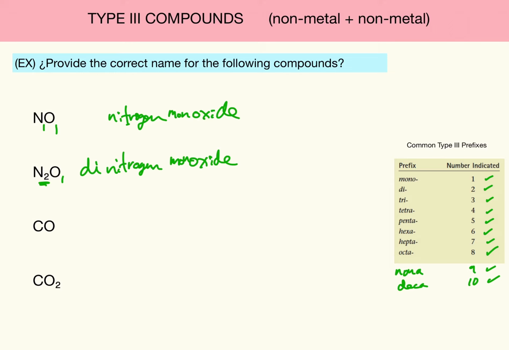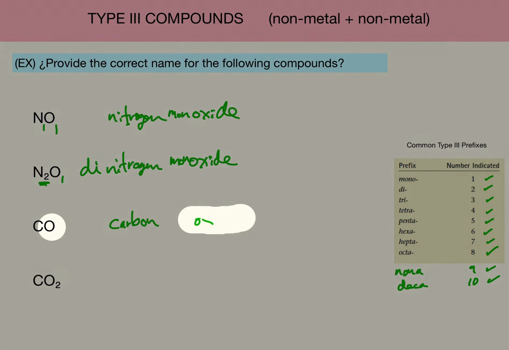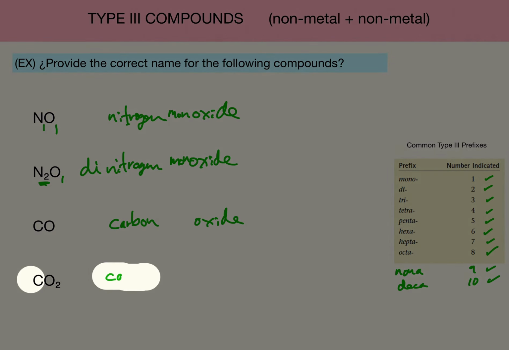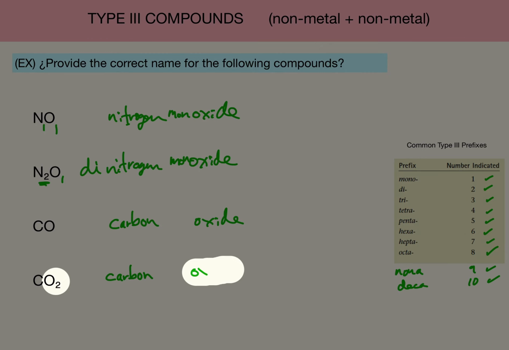So let's do a couple you're familiar with that you have already put to memory. But nevertheless, now you can see why they are named what they're named. So let's look at the next two. Let's pretend we don't know it and name it as a type 1, carbon oxide. And what's the second one? Or the one just below, carbon oxide.